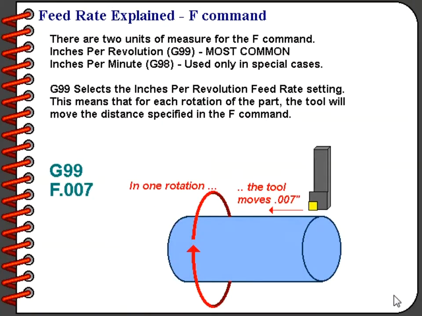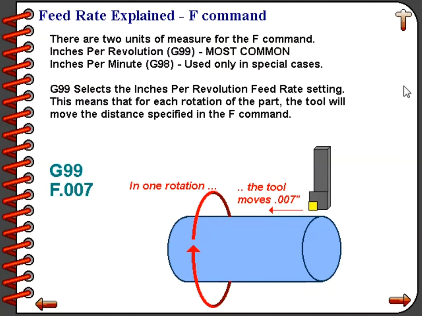The most common type of feed rate used on a CNC turning center is called inches per revolution. That is specified with the G99 command. G99 sets the machine into inches per revolution feed rate. G99 selects that mode, and the F word specifies the amount of feed rate. When in G99 mode, we are telling the machine inches per revolution feed rate.